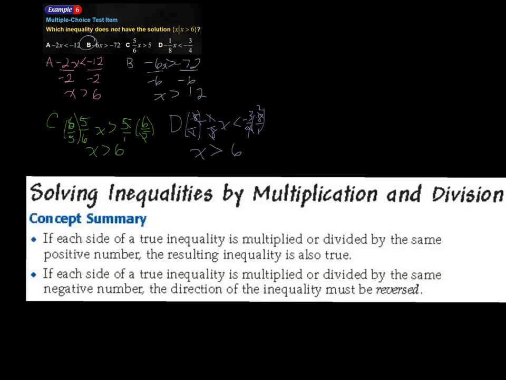And here's your much anticipated summary. If we're solving inequalities by multiplication and division, if each side of a true inequality is multiplied or divided by the same positive number, the resulting inequality is also true. If each side of a true inequality is multiplied or divided by the same negative number, the direction of the inequality must be reversed.